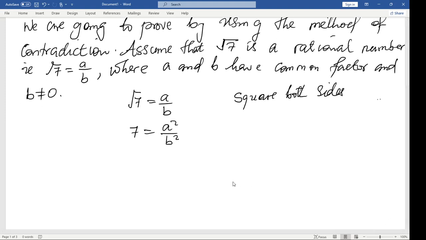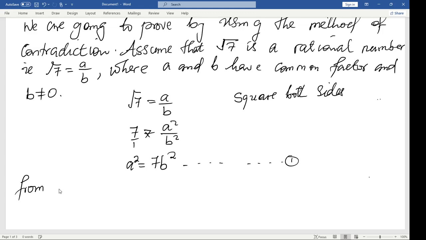So now, if you try to make a squared the subject, you'll notice that we have this over 1 cross multiplication. We're going to have a squared equal to 7b squared. Let's name this one as equation number 1. So now, from this, you'll be able to notice that a squared is divisible by 7. So if a squared is divisible by 7, it simply means that even a itself is a multiple of, or is divisible by, 7.